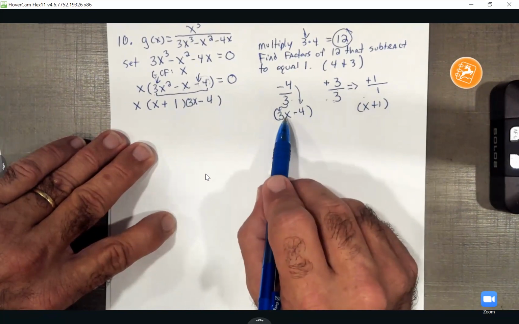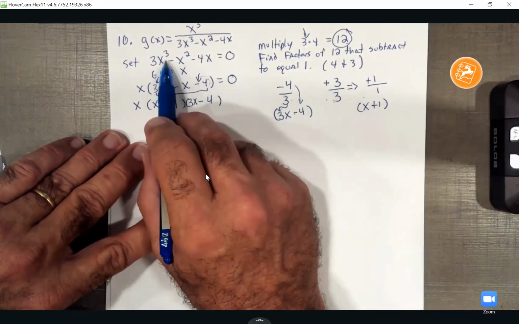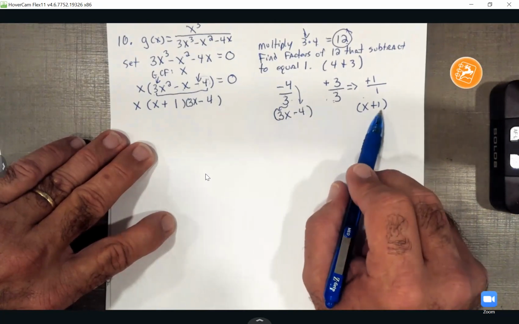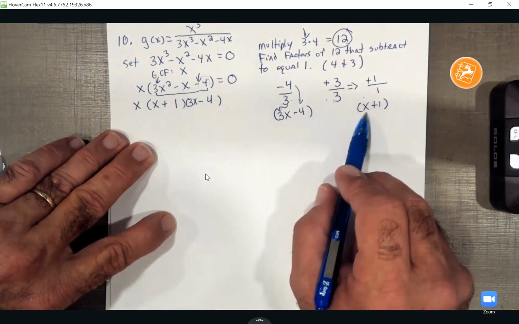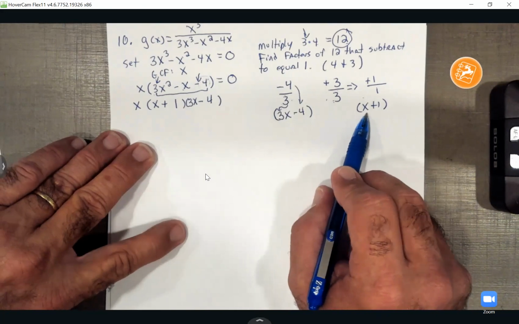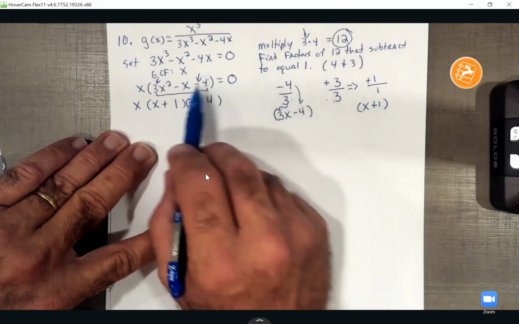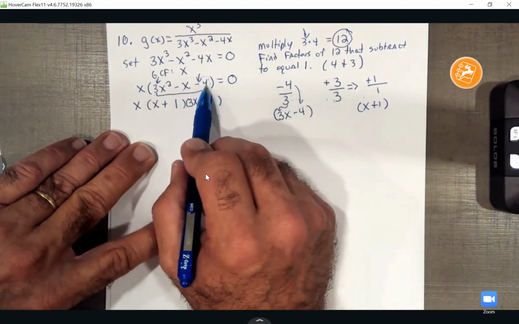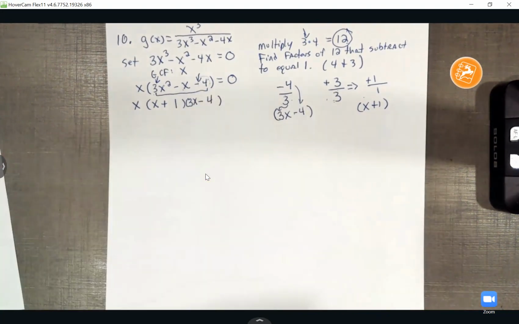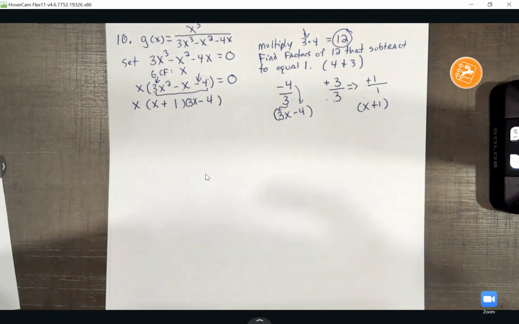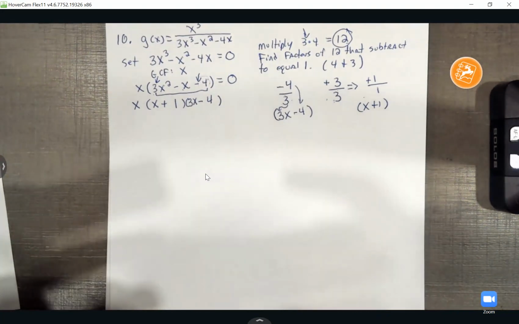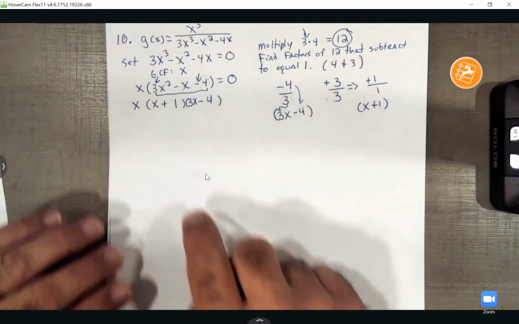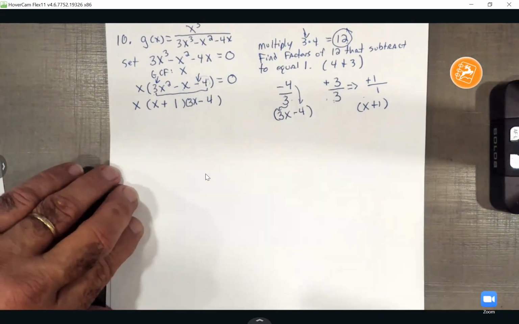But look at this. 3x times x is my 3x squared. 3x times 1 is 3x. Negative 4 times x is a negative 4x. So the negative 4x and the 3x give me the negative x. And then negative 4 times 1 is negative 4. So to me, if you learn signs when you factor, it's a lot easier than doing all that 4-term polynomial stuff.